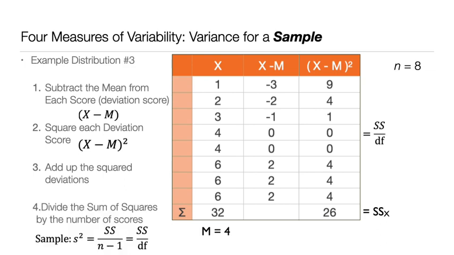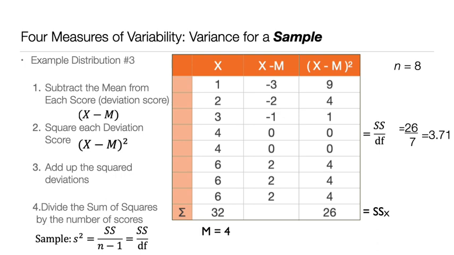Again, we have a tweak. Instead of the sum of squares divided by n, here it'll be the sum of squares divided by degrees of freedom. Our degrees of freedom here is n minus 1, and n here is 8. We're going to subtract 1 from 8, and we get 7. So 26 divided by 7 is equal to 3.71. And this is our variance for the sample.